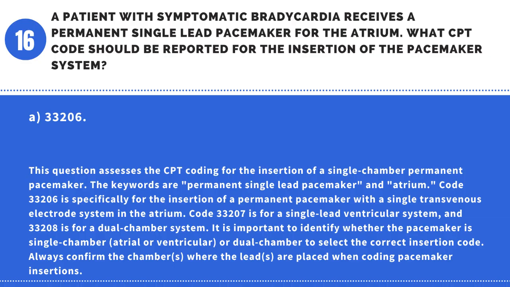33206. This question assesses the CPT coding for the insertion of a single-chamber permanent pacemaker. The keywords are permanent single-lead pacemaker and atrium. Code 33206 is specifically for the insertion of a permanent pacemaker with a single transvenous electrode system in the atrium. Code 33207 is for a single-lead ventricular system, and 33208 is for a dual-chamber system. It is important to identify whether the pacemaker is single-chamber, atrial or ventricular, or dual-chamber to select the correct insertion code. Always confirm the chambers where the leads are placed when coding pacemaker insertions.